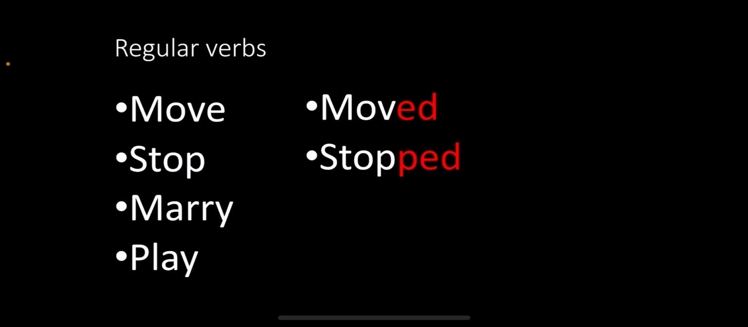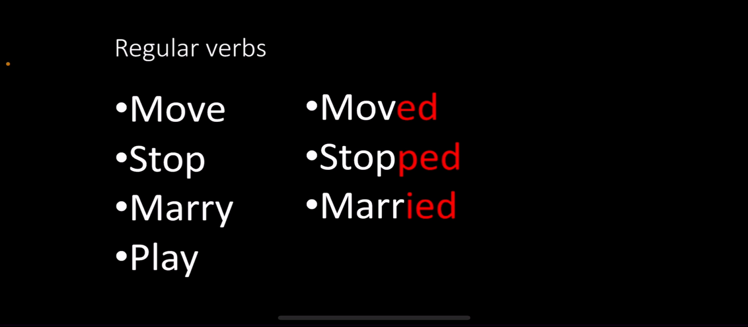We know that if we have a verb that finishes in Y, we need to change the Y, right? And we need to put I, the normal I, the I that we know. And then we put ed, like that. Married. Yep, that's how we do it.